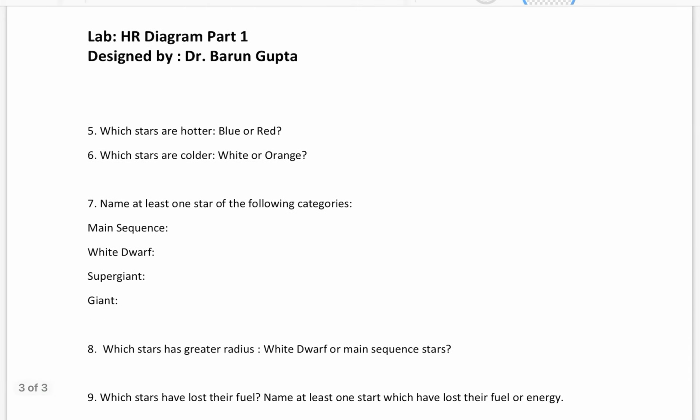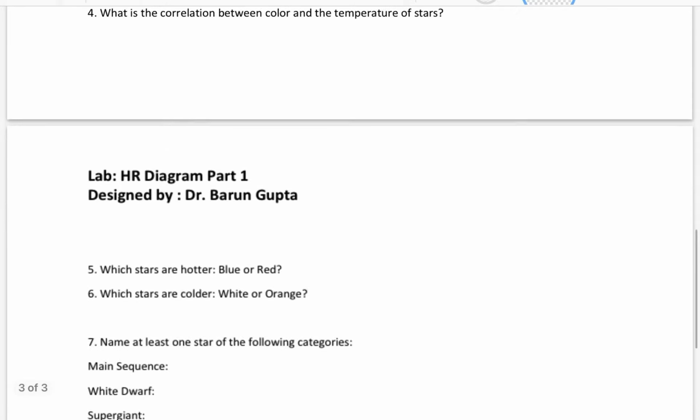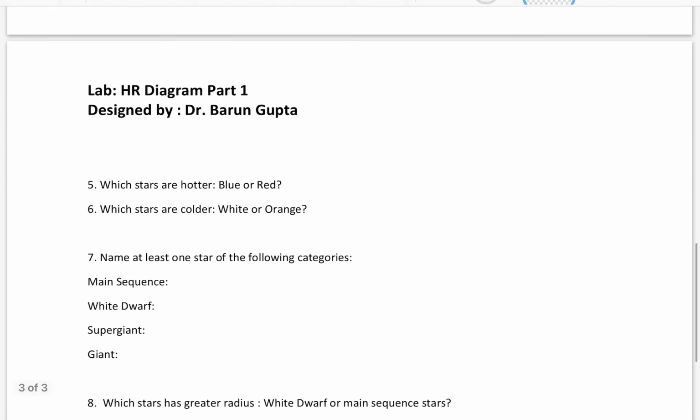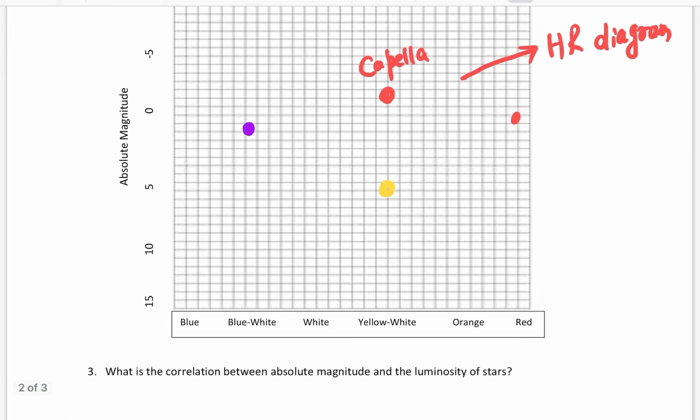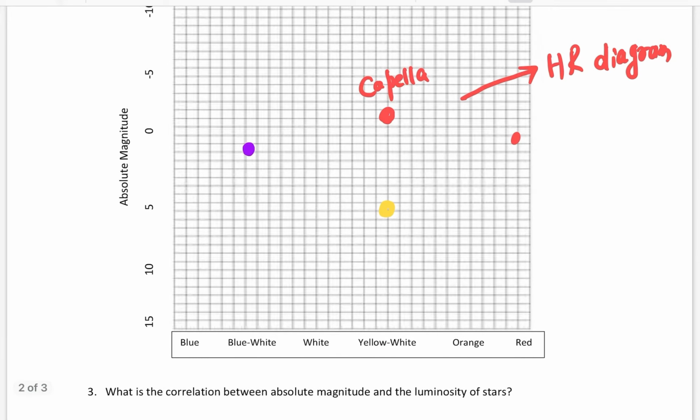I have already answered these questions here, which stars are hotter or red. So you should be able to answer these two questions. Now the important part is that you have to identify the stars into these four categories: the main sequence, white dwarf, supergiant, and giant. If you plot all the stars on this HR diagram, then it should look like this.